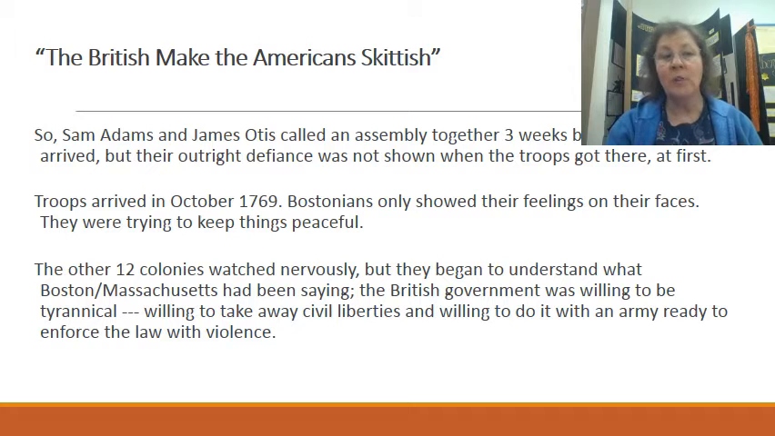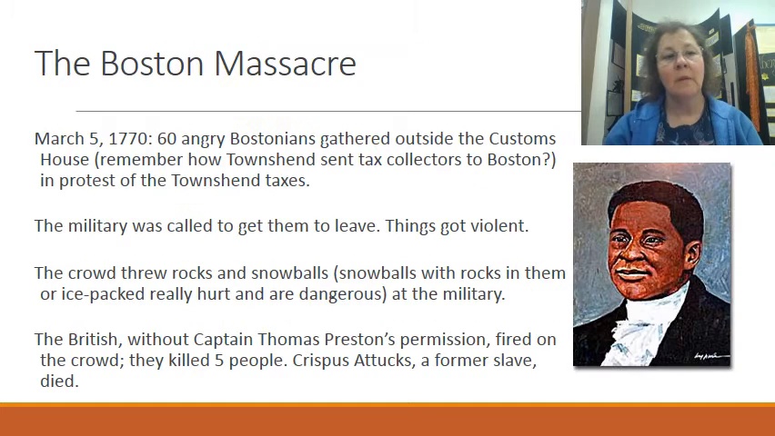The other 12 colonies are aware of what's going on, and they begin to understand what Boston and Massachusetts have been saying all along, that the British government is willing to be tyrannical. They're willing to be a despot or a tyrant. They're willing to take away civil liberties, and they're willing to do it with an army, which means they're willing to do it with violence. So we have the Boston Massacre.